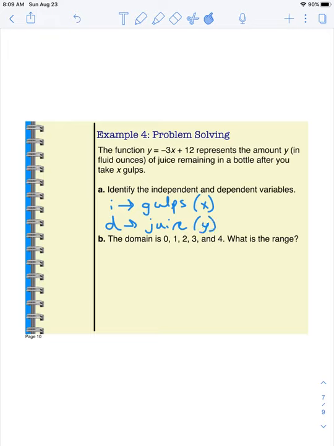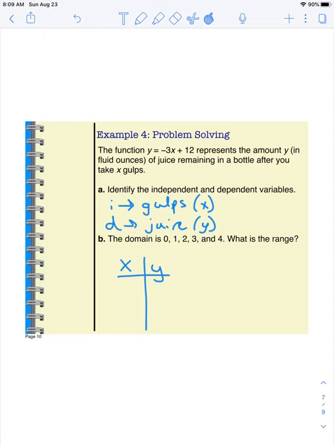All right, the domain is 0, 1, 2, 3, 4. What is the range? To find this, we're going to set up an XY table. And as we look at the domain, you can tell that it's discrete. Now I want you to pause the video for a second and think, why is this discrete? And now I'll give you the answer. It's discrete because the x values are listed out. Why are they listed out? Well, think of what we're measuring. We're measuring the amount of juice left after x gulps. You can't take a half of a gulp or an infinite decimal amount of gulps. It's either 0, 1, 2, 3, or 4.